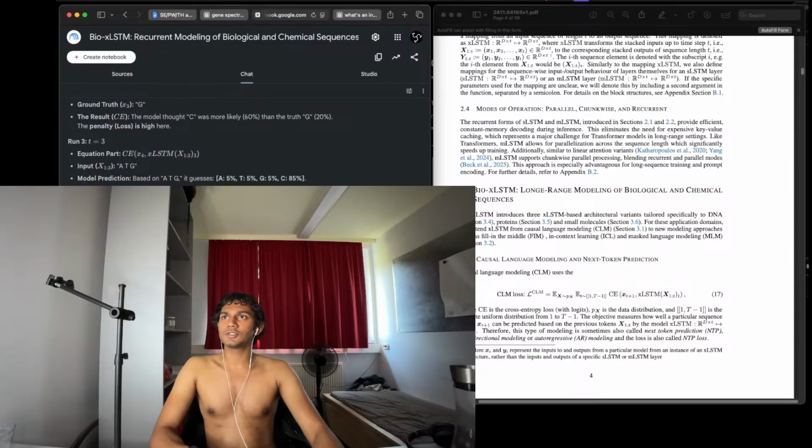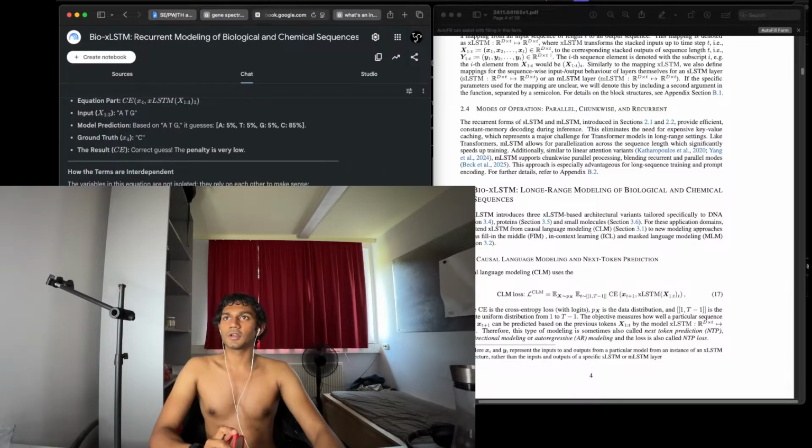How the terms are interdependent: context versus prediction. The prediction at step t is strictly dependent on the prefix X1 to t. In the example above, notice how the model's brain changes its guess as it sees more of the sequence. If you change the input AT to AC, the prediction for the next letter will change completely. Time step versus target. The variable t acts as a sliding window. As t increases, the ground truth moves one letter to the right. That's why it's called next token prediction.